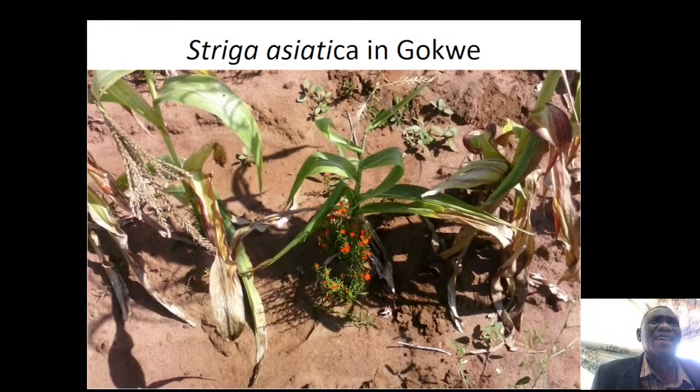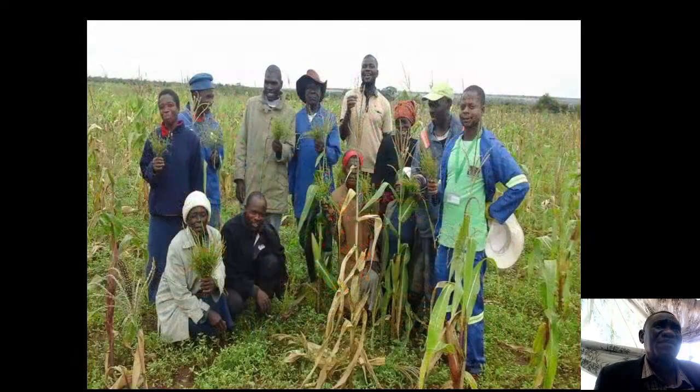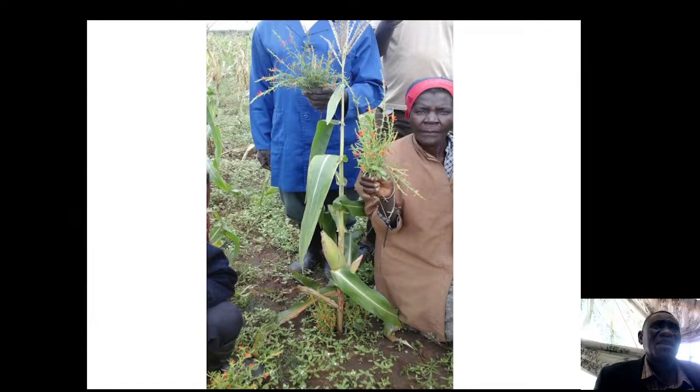Again, Striga asiatica in Gokwe. You can see the short maize plants. This is the effect of the parasite. Again, here in Gokwe, where we have the farmer holding this Striga. Again, the Striga plant, but you can see the maize is doing well.